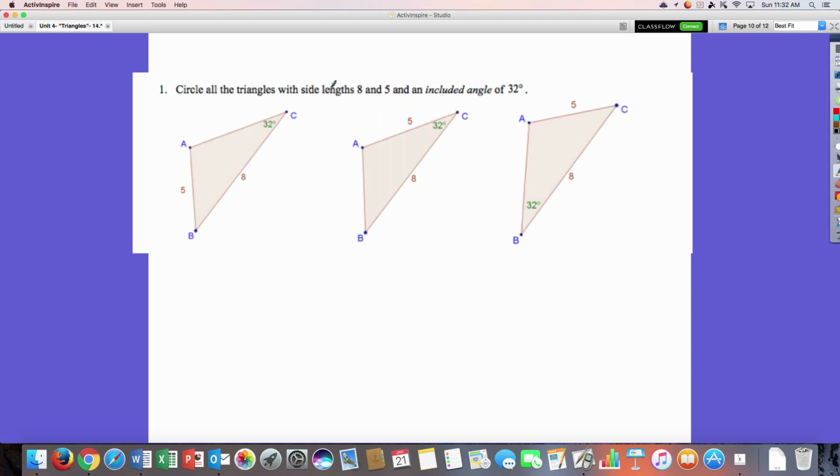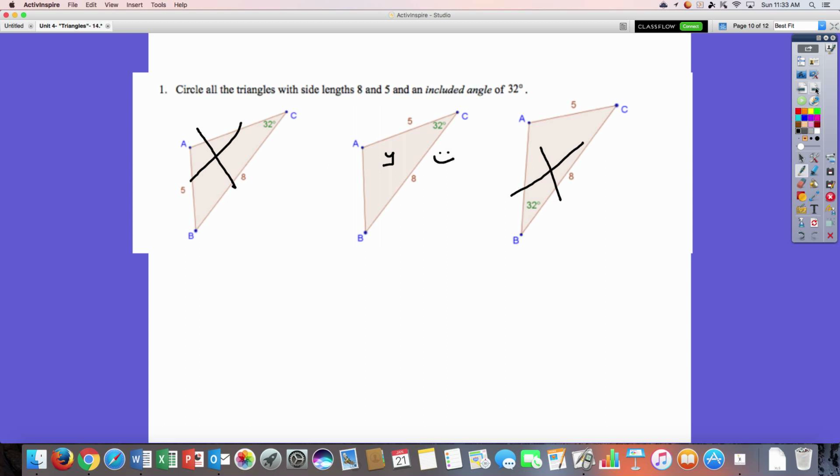Circle all the triangles with the side lengths of 8 and 5 and an included angle of 32. Well, let's look at it. Here's 8 and 5, but that angle is not between. It's not included. Here's 8 and 5. Is that angle between the sides 8 and 5? Yep. It's a triangle with an included angle. Here's side 5. Here's side 8. But is that angle between it? Nope. So this is the only triangle with an included angle of 32 between the sides 8 and 5. I know, it's easy.